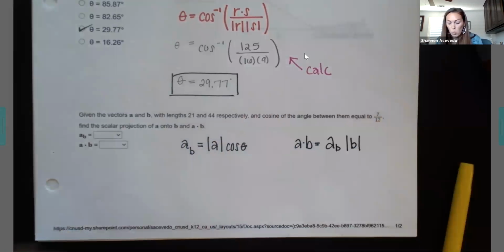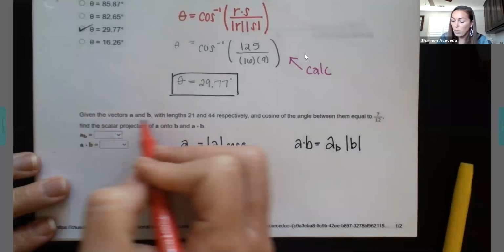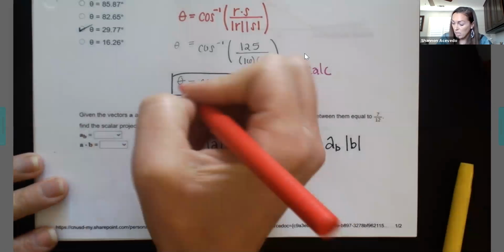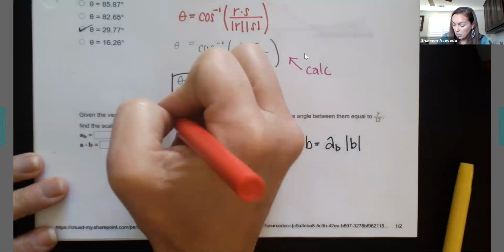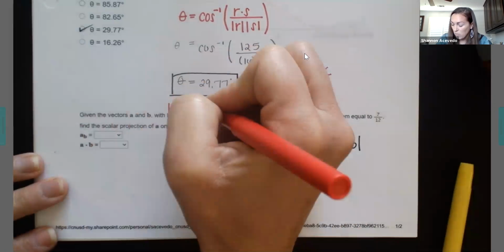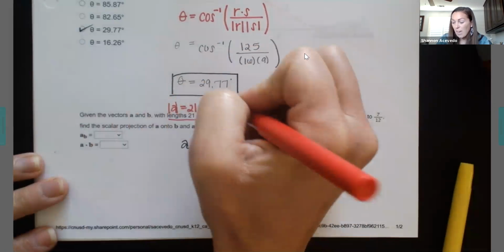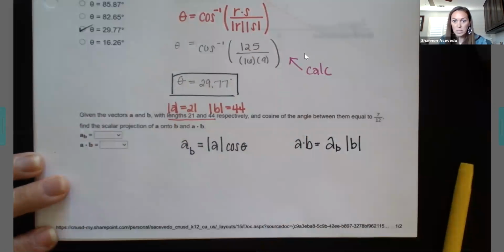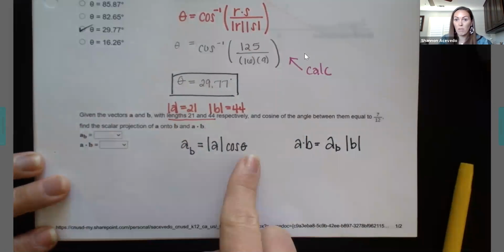So let's look and see, what do I know? It tells me that I have vectors A and B with given lengths, so the magnitudes, and it's telling me that the magnitude of A is equal to 21, magnitude of B is equal to 44. I like to write this info out so it helps me visually to see what it is representing when I plug it into my formulas.